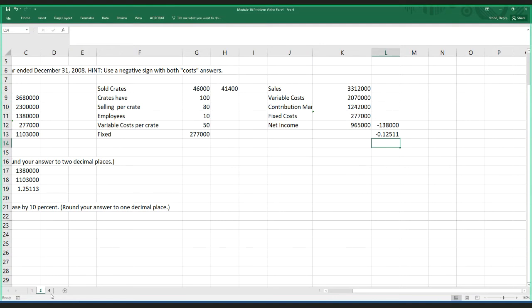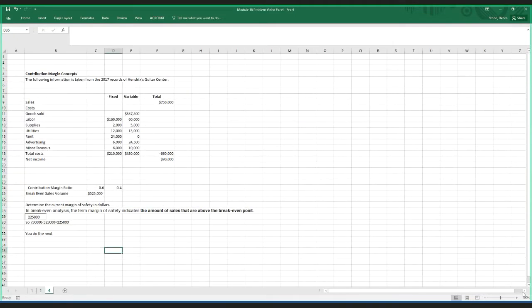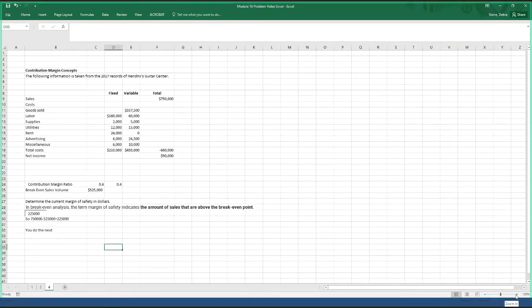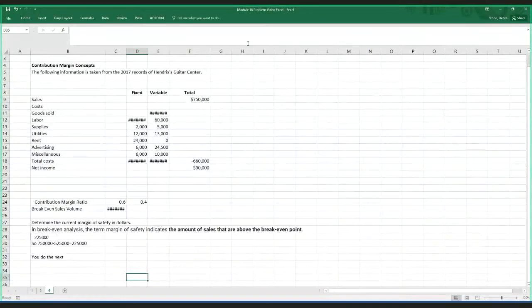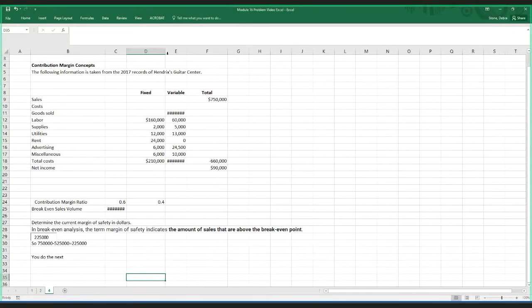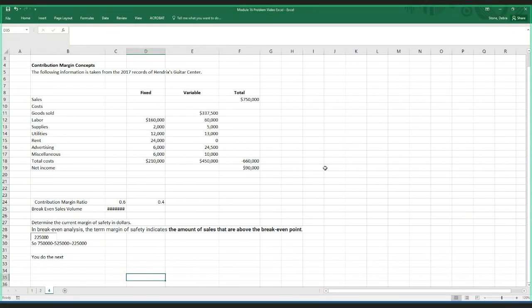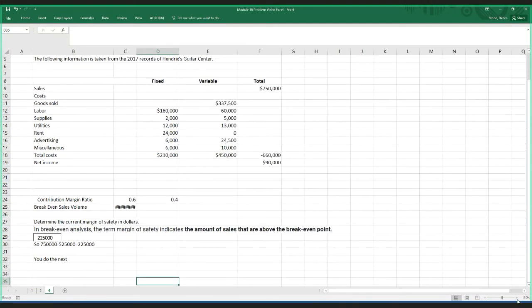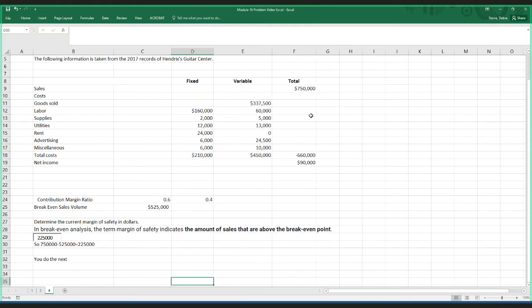Okay, let's go to number 4. I didn't do 3. I'm letting you do that one. Let me move these. So the following information is from the records of Hendricks Center. See if I can make this a little bigger. This one is asking you to do certain things.